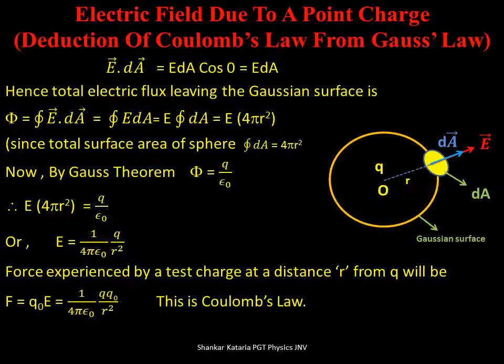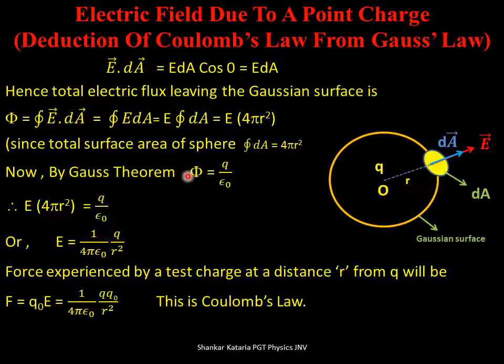outwards, and hence the total flux linked with this Gaussian surface would be integration E dot dA, and E is uniform because it is the same at all points of this Gaussian surface. So we would have dA inside the integration, and if we add all such area elements, we would get the surface area of this whole sphere, and it would be 4 pi r squared.